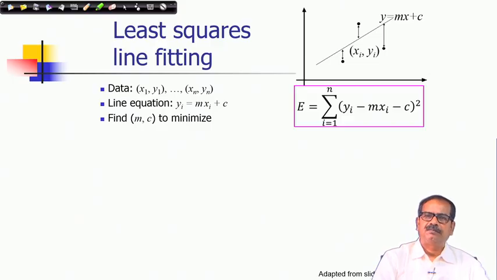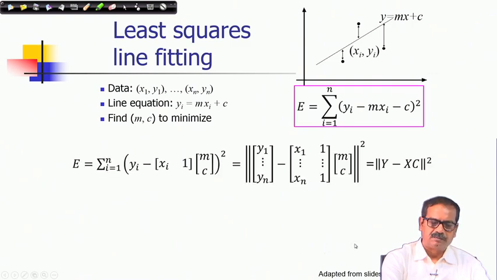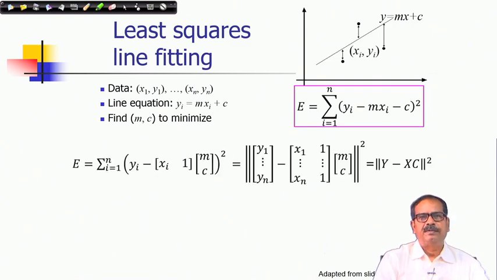So, you have to minimize this error with appropriate values of m and c. That is the problem: find m and c to minimize this error. We can write the expression of error in this form.